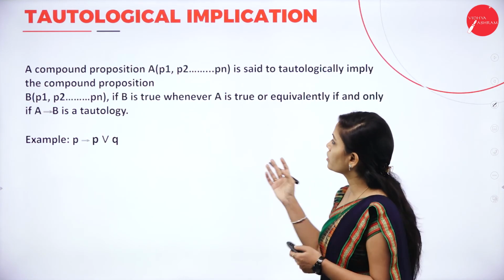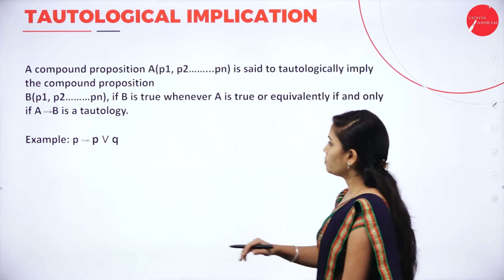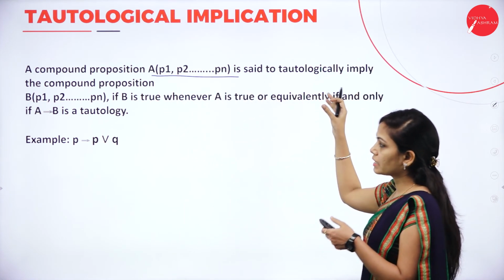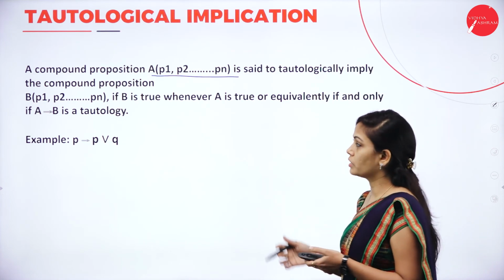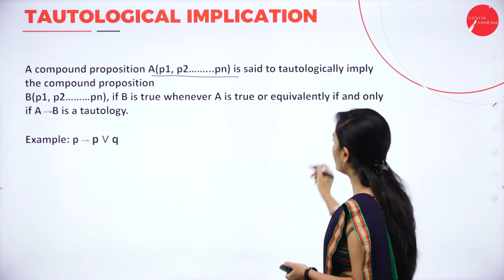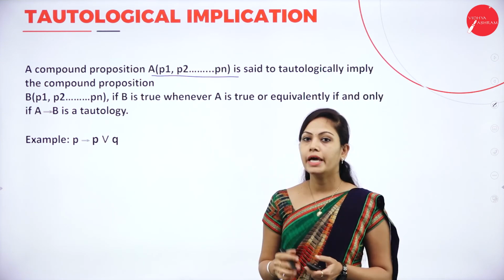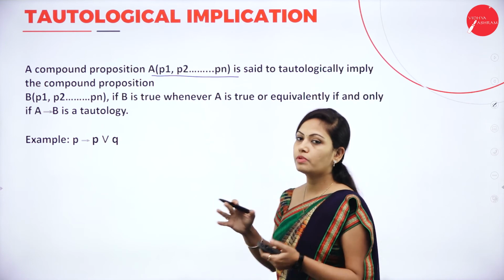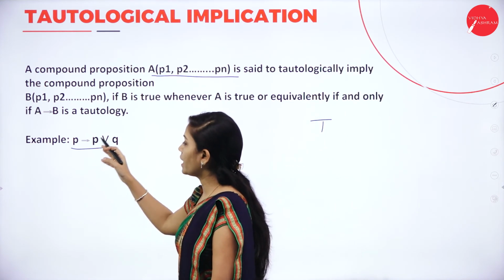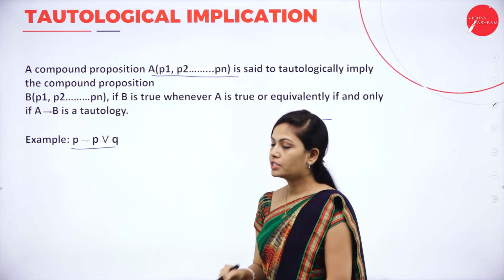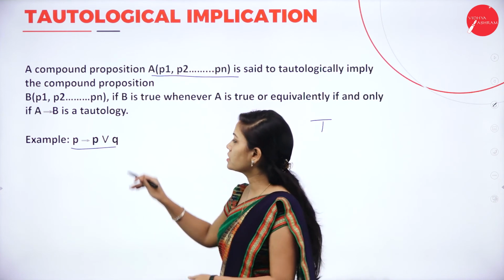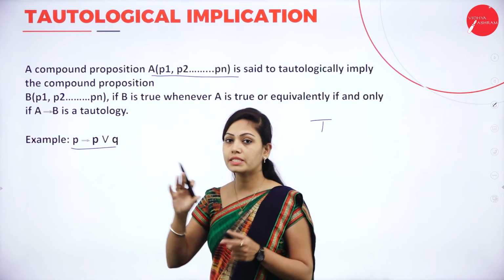And what is this tautological implication? A compound proposition A, P1, P2, Pn is said to tautologically imply the compound proposition. So in tautological implication, all the truth values will be true. In tautology, all the truth values will be true. Example, I have one proposition here, P implies P or Q. I will prove this with a truth table. This proposition is a tautology.